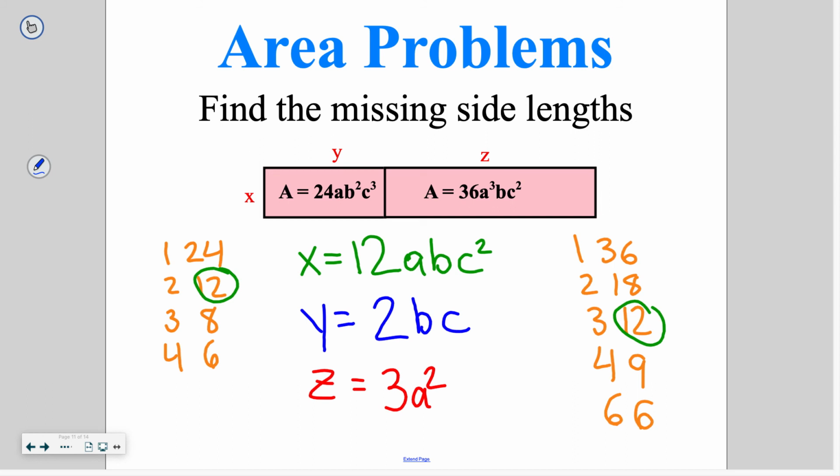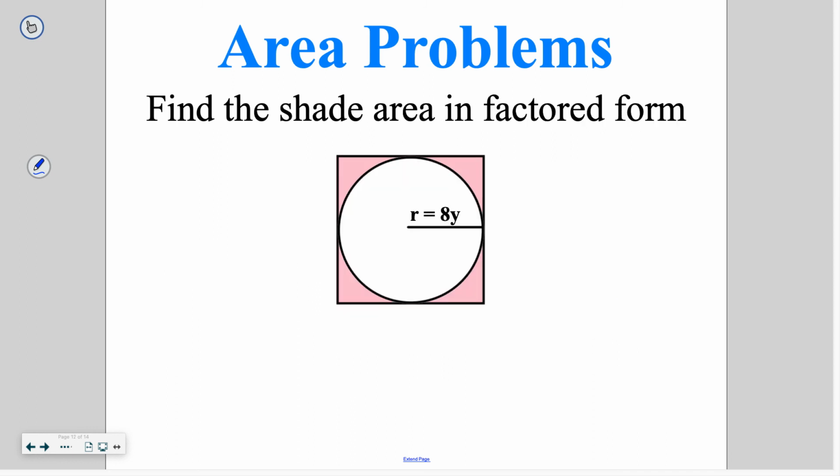Factoring out, our GCF number is 12, and then we end up with a, b, c squared, and then you use those factors or use that singular factor to figure out the remaining 2 pieces. Last thing you might see is it might ask you for the area of a particular shaded figure. So in this case, we're looking for this pink area.